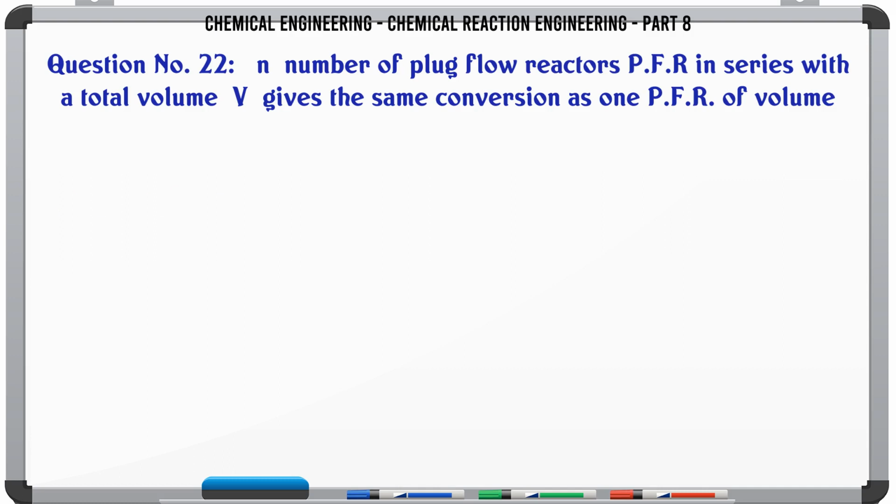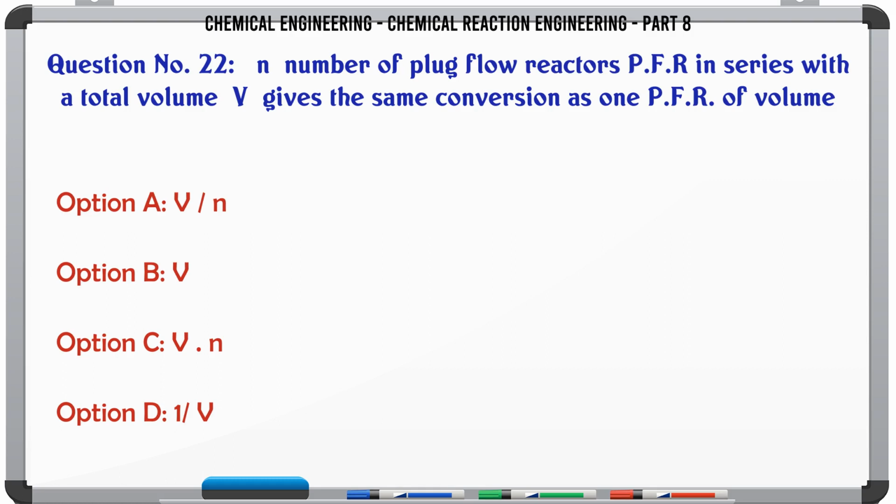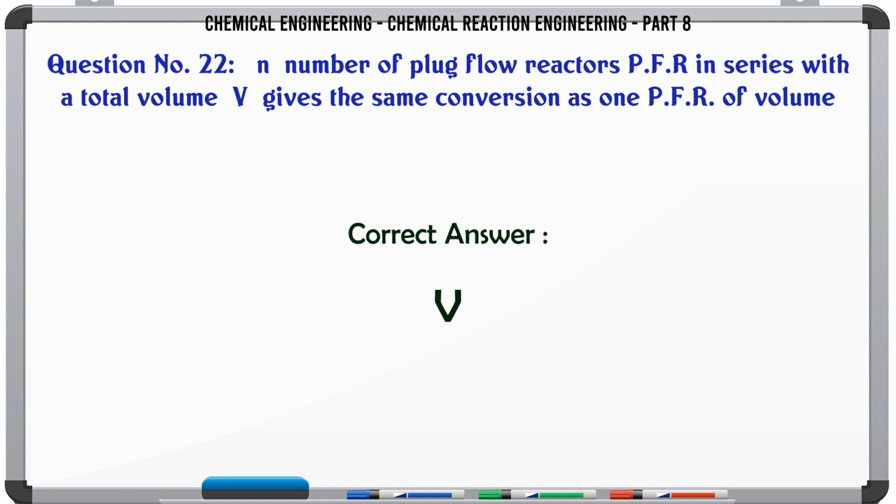N number of plug flow reactors (PFR) in series with a total volume V gives the same conversion as 1 PFR of volume: A. V, B. V/N, C. NV, D. 1/V. The correct answer is V.